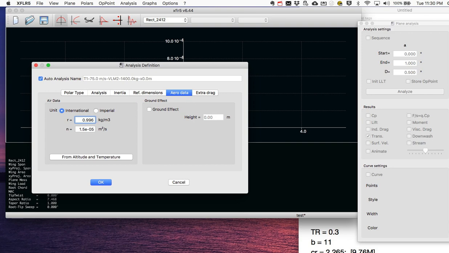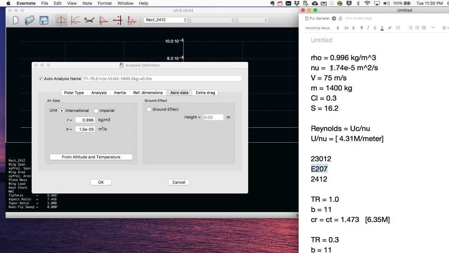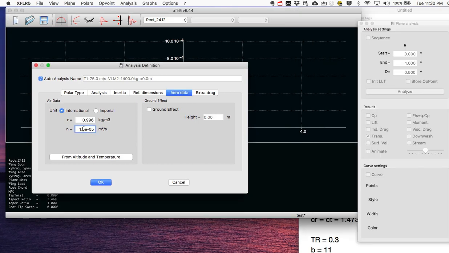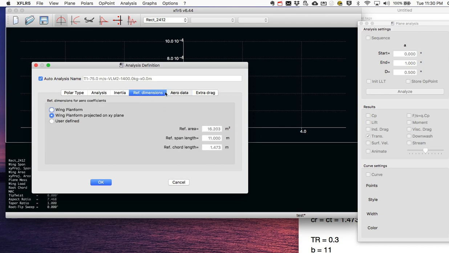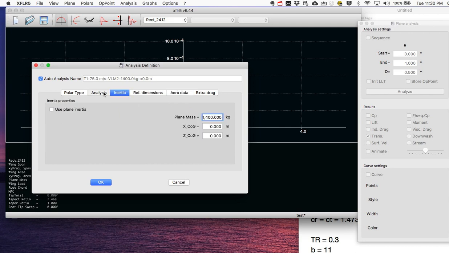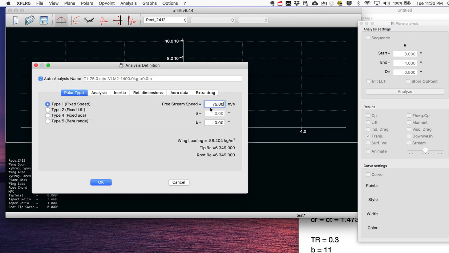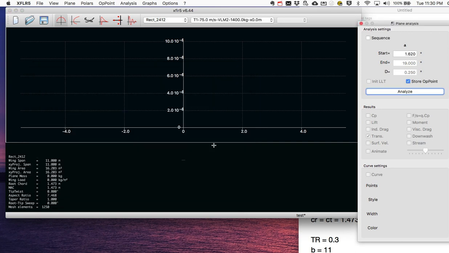I want to just double check that. 996 for the density and 1.74 E⁻⁵ for the kinematic viscosity. That's correct now. And I just want to run back through, make sure everything is on the up and up. So the polar, okay, so that's ready to go. Now I'm going to do an analysis.